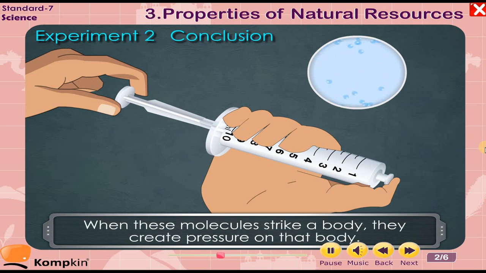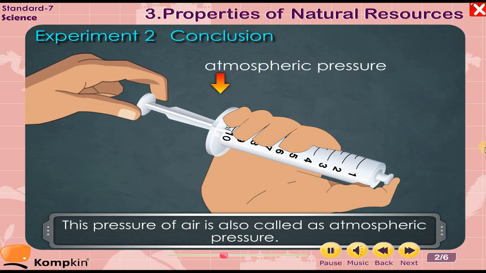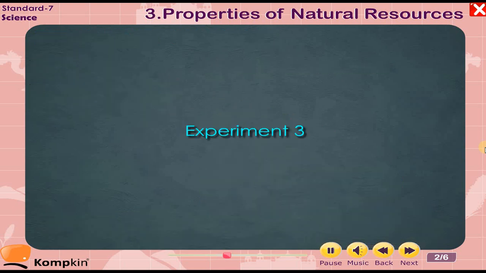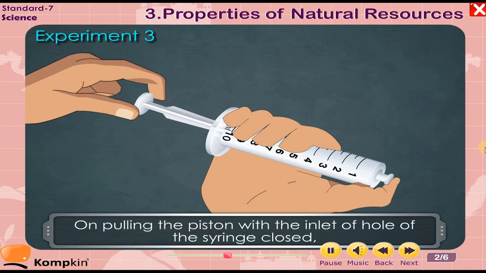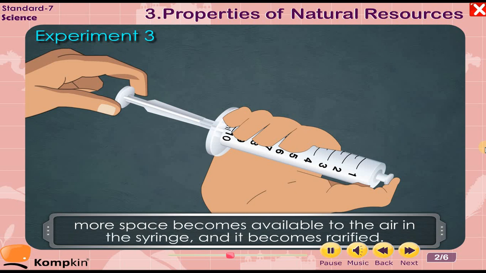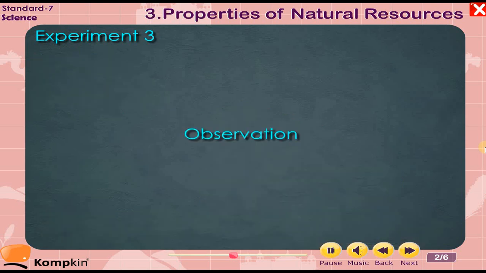When these molecules strike a body, they create pressure on that body. This pressure of air is also called atmospheric pressure. Experiment 3. On pulling the piston with the inlet hole of the syringe closed, more space becomes available to the air in the syringe and it becomes rarefied.